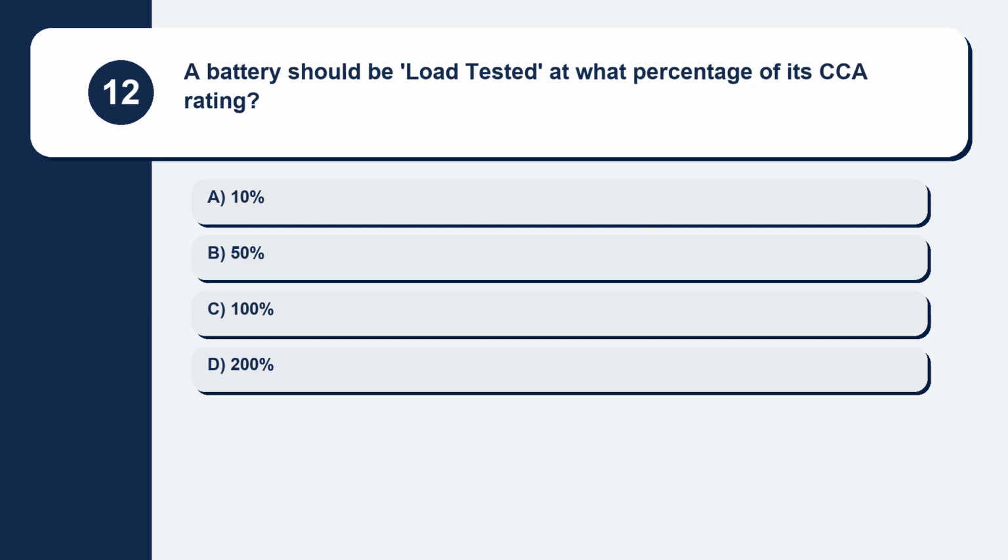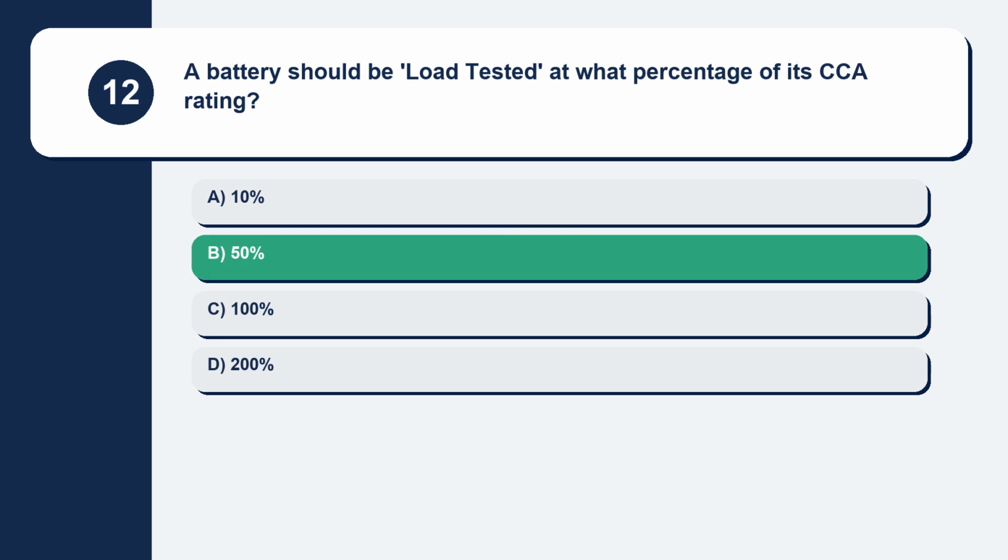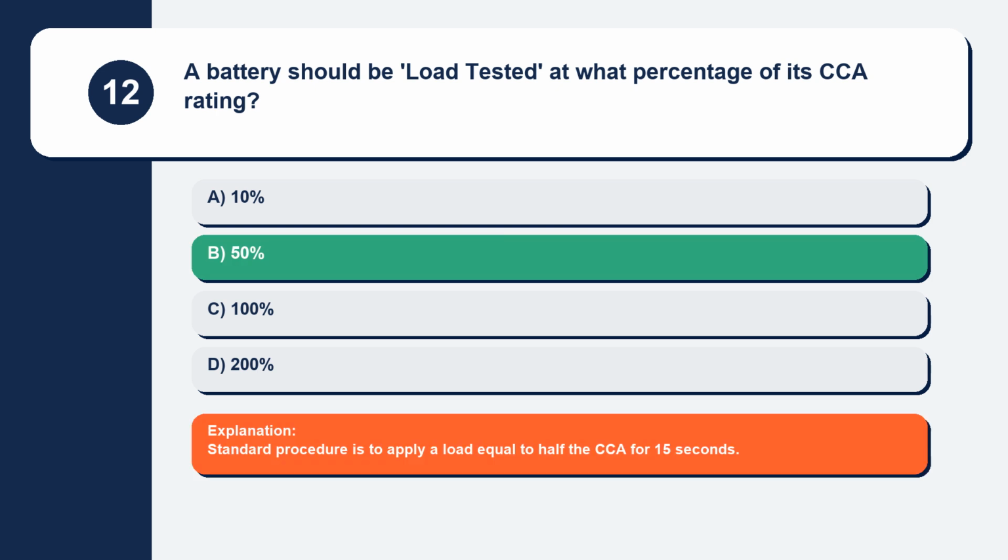Question 12. A battery should be load tested at what percentage of its CCA rating? 10%, 50%, 100%, 200%. Standard procedure is to apply a load equal to half the CCA for 15 seconds.